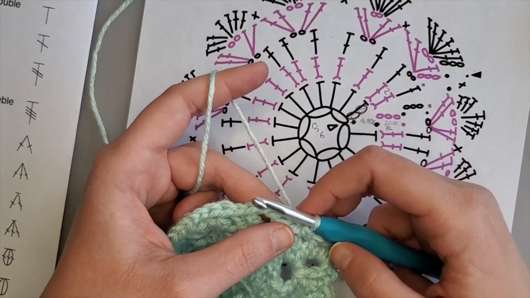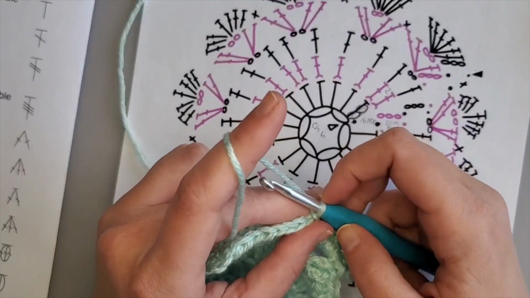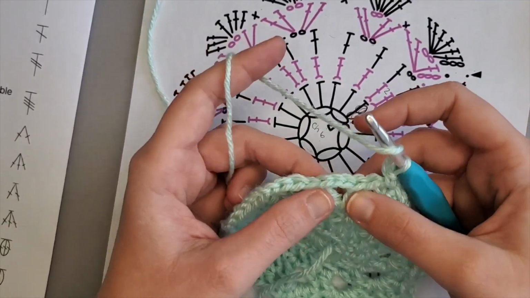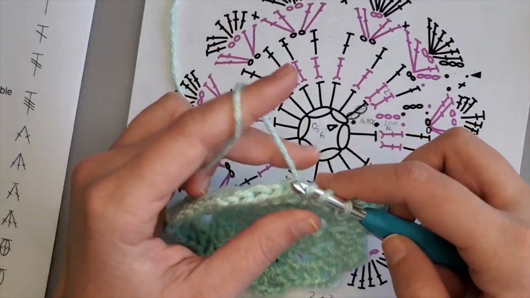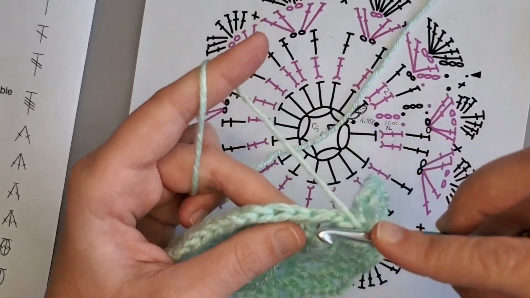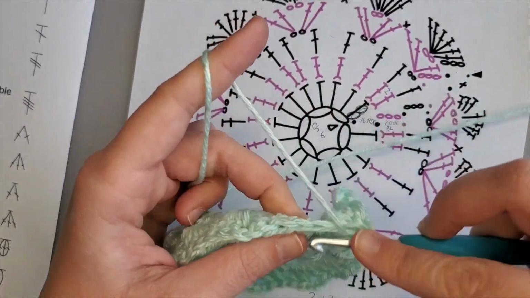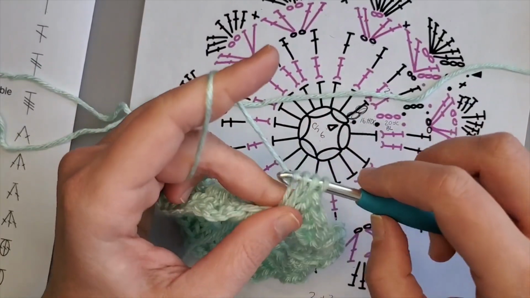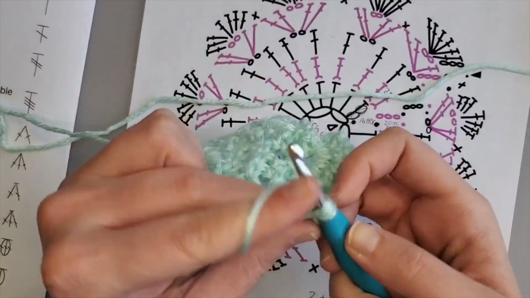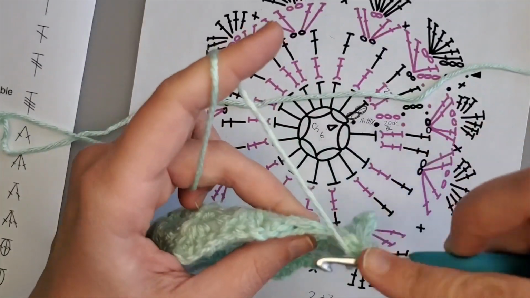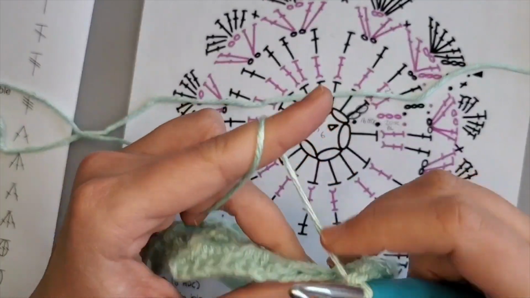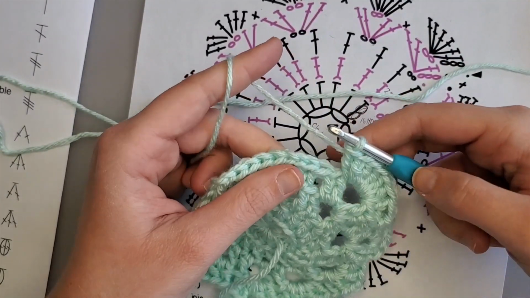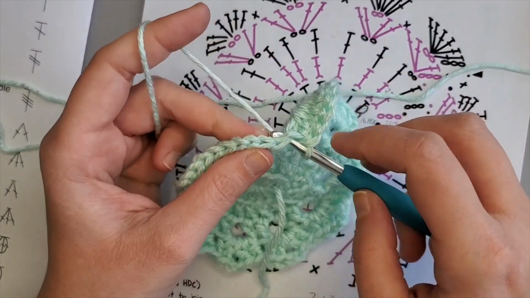Then you're going to do a double crochet into the next chain space. So here's 1, 2, 3, 4, 5, 6, and 7. And so you're going to be doing 7 double crochets all around. So now again, we're going to insert and do our single crochet.